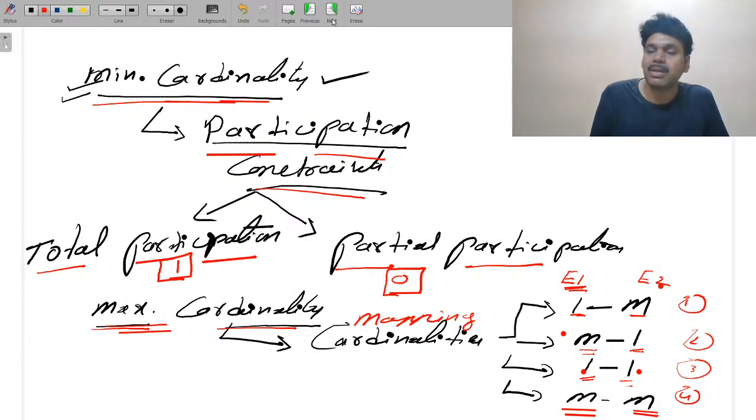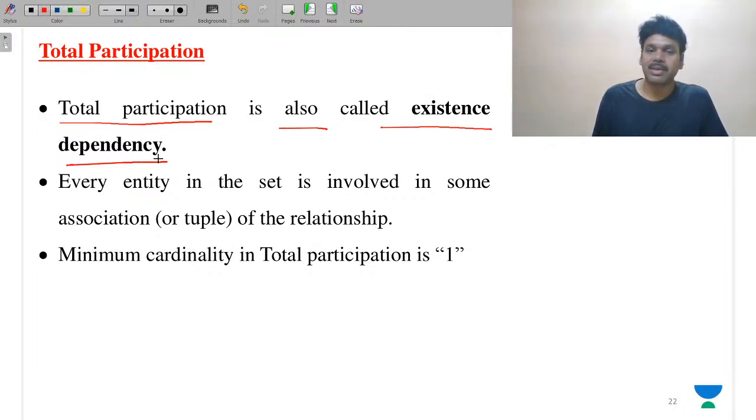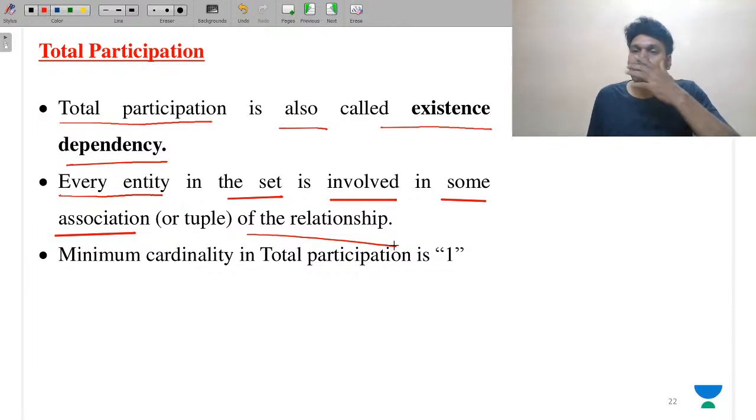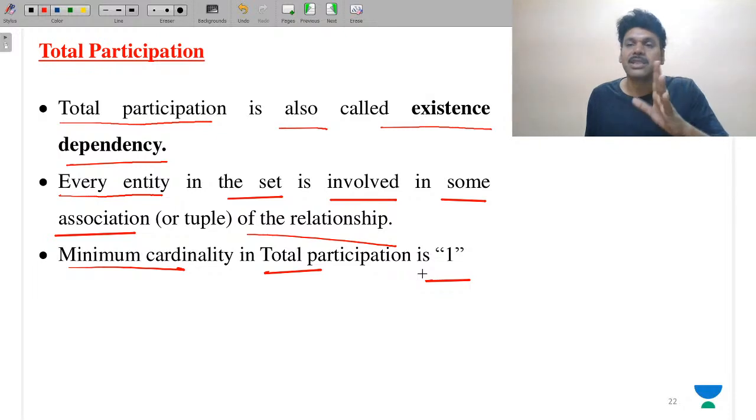So what is the real-time example? Let us see with the definition. What is total participation? Total participation is compulsory, you have to take. It is also called existence dependency. Last class we learned about this. What is the meaning of its definition? Every entity in the set is involved in some association, compulsory. A tuple must come at least once in the relationship. So that's why minimum cardinality is how much? 1. Maximum doesn't matter. Maximum requirement is looked after by the mapping cardinalities. Total participation and partial participation only concentrate on minimum occurrence.